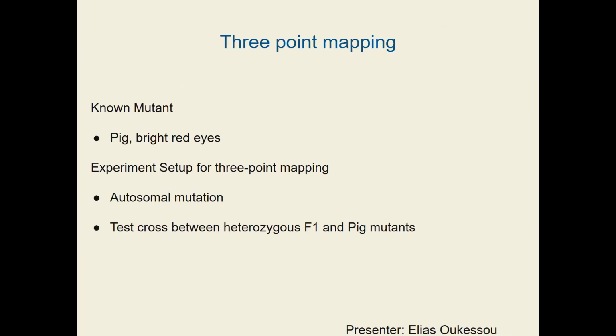We chose our pig mutant for a 3-point mapping. This mutant had bright red eyes and an autosomal mutation. We knew this because all the offspring expressed the wild type phenotype. We would have done our 3-point mapping with a test cross by using the F1 generation, the heterozygotes, and more homozygous recessive mutants. This will allow us to determine the location of each gene relative to each other and the distance between them.